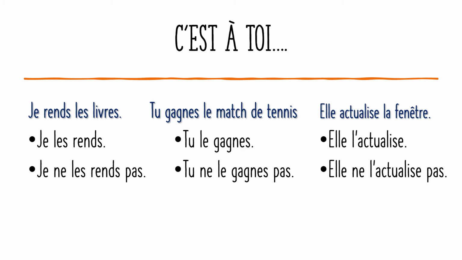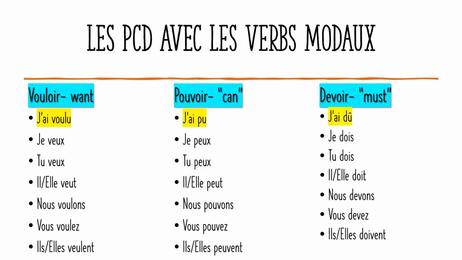Bon, on y va. Les PCD avec les verbes modaux. So with the modal verbs, these are verbs where we connect them to other actions. So vouloir, want; pouvoir, can or be able to; devoir, must or to have to. But if you want to think of them as just can and must, totally fine, totally acceptable, and it's going to get you where you need to go. Passé composé, because we always got to make sure we know them. J'ai voulu, j'ai pu, and j'ai dû. Don't forget to put an accent mark on the u, j'ai dû.